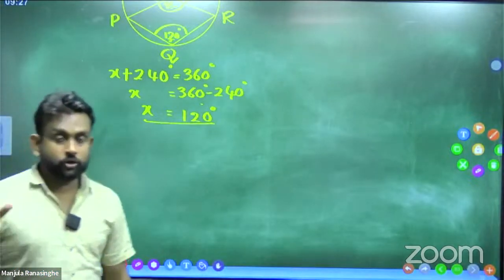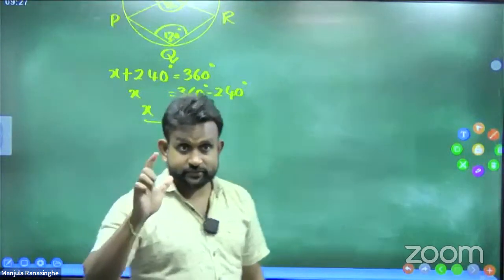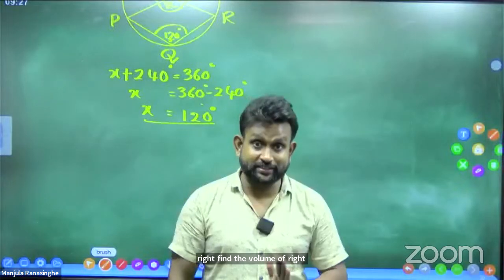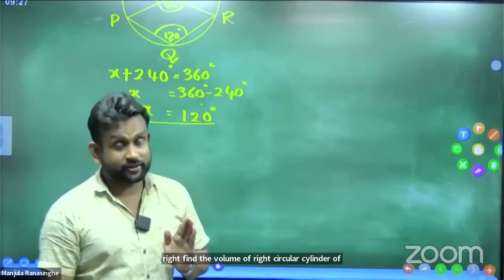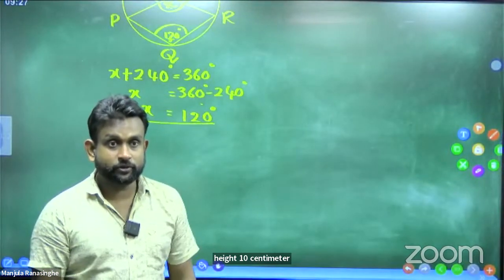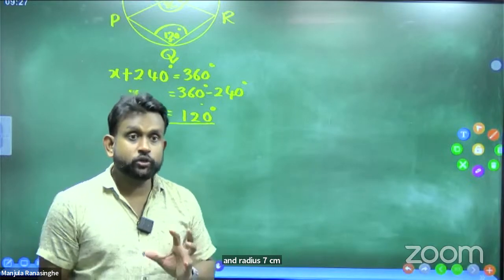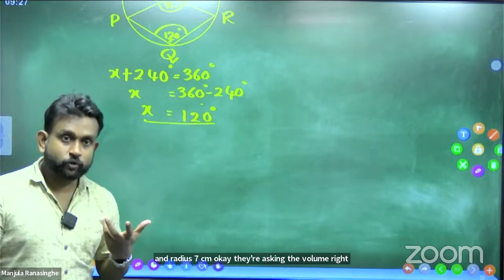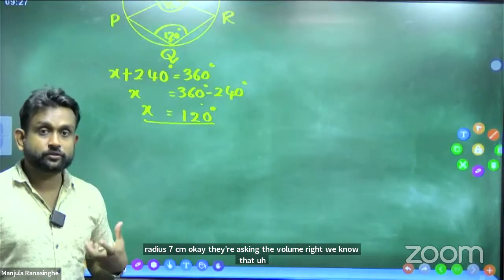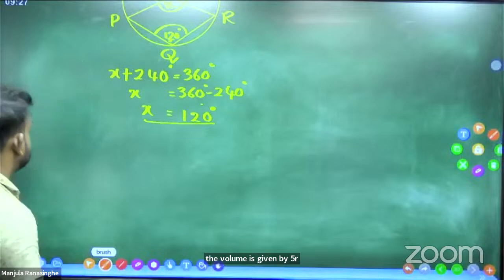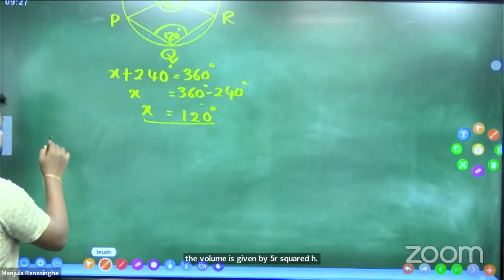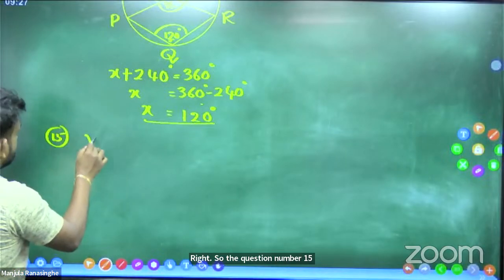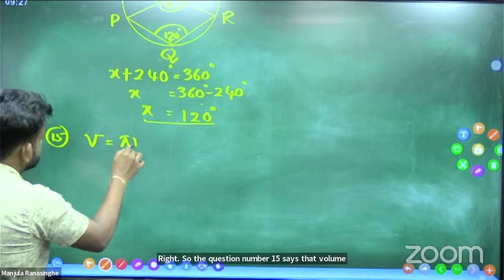Find the volume of a right circular cylinder of height 10 centimeter and radius 7 centimeter. They are asking the volume. We know that the volume is given by πr squared h. So question number 15 says that volume equals πr squared h.